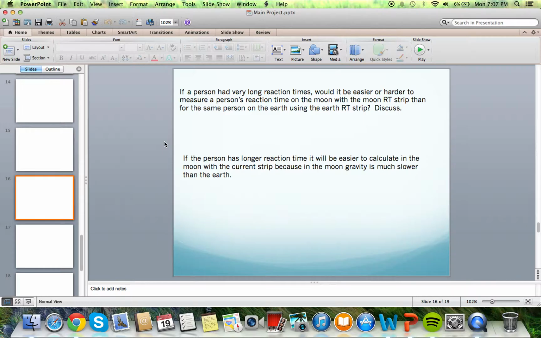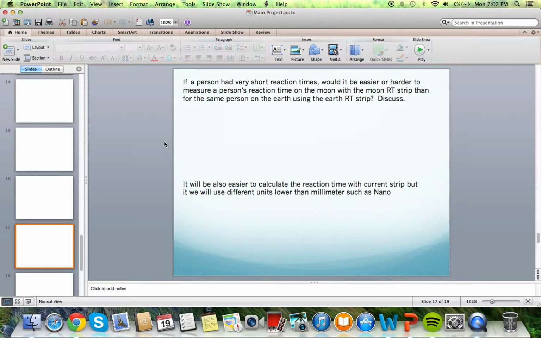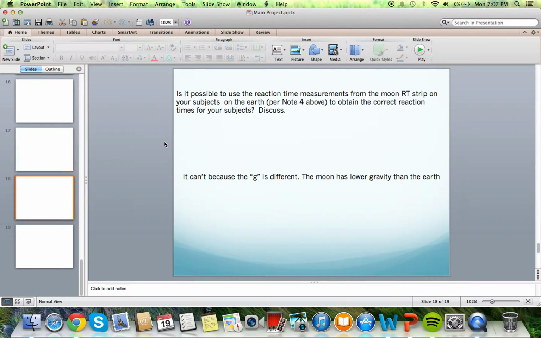Well, if the person has a longer reaction time, it will be easier to calculate on the Moon with the current strip because on the Moon gravity is much lower than on the Earth. If a person had a very short reaction time, would it be easier or harder to measure the person's reaction time? Well, it will also be easier to calculate the reaction time with the current strip, but we will use different units lower than millimeters such as nano, I think.